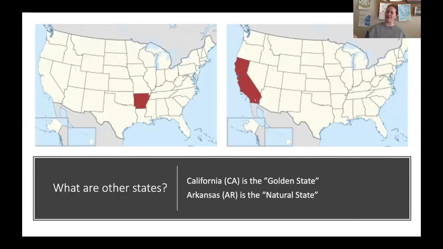Well, what are some other states? Well, another state would be California. California's abbreviation would be CA, and it has the nickname the Golden State. Another state would be here, right here. This red is California. See, it's a different shape. Then over here, I have Arkansas. It is AR. That's its abbreviation. And Arkansas is the natural state. You have other states like Missouri is the Show Me State, Florida is the Sunshine State, New York is the Empire State. Every state has an abbreviation and a nickname.